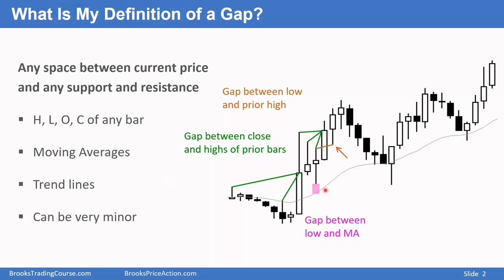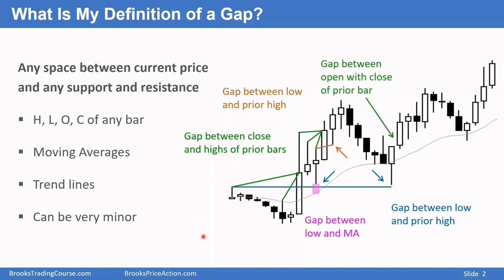Here's a moving average. It doesn't matter what moving average. There's a space between the low of this bar and the moving average. That is therefore a gap. There's a space between the low of this bar and that high, so that's a gap. There's a space between this low and that high, and therefore another gap. Look at the open of this bar and the close of the prior bar. This open is slightly above that close, and therefore there's a gap.